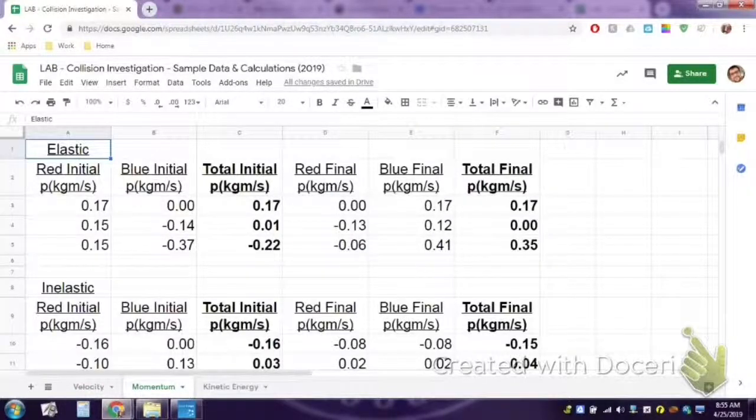And there you're going to have momentum and then eventually kinetic energy. For momentum, you need to do mass times velocity. So you can, like I showed you in class, click on a cell and tell it what to do. Tell it to multiply this velocity by this mass, or, for total momentum, tell it to add the two momentums together. So you want to play around with equations, and I can help you with that if you need it.